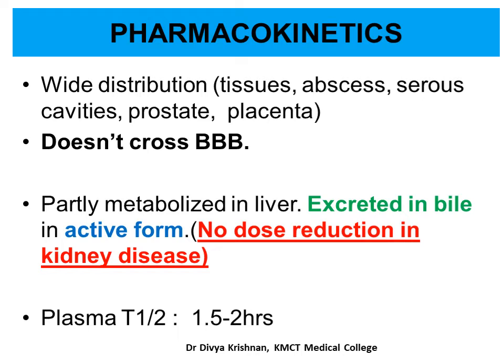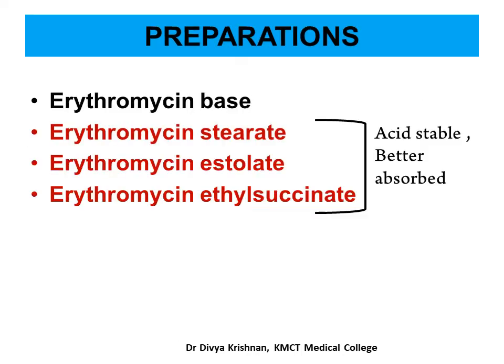Now let us look at the metabolism and the excretion of this drug. It is only partly metabolized in the liver. It is excreted in the bile in the active form. So the major part of the drug is excreted in the active form in the bile, and we do not require any dose reduction in a patient who has a kidney disease. You can see the plasma T half of this drug is very short at 1.5 to roughly 2 hours.